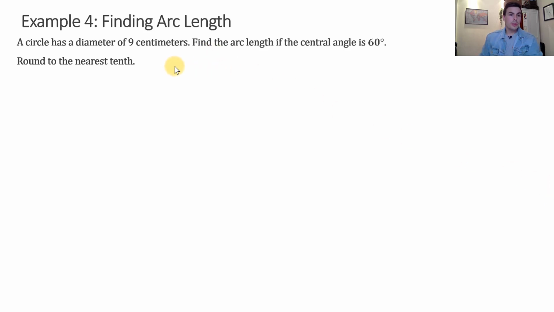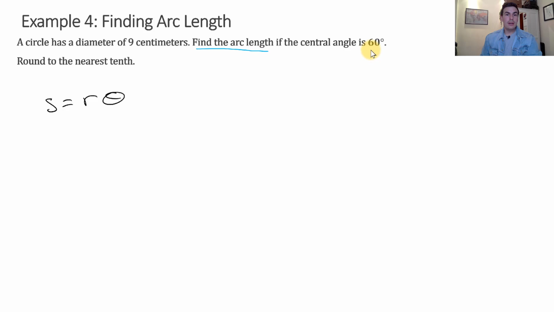Okay, we have a circle with a diameter of 9 centimeters. Find the arc length if the central angle is 60 degrees. Okay, keep in mind we're working in degrees here. Now round to the nearest tenth. Okay, our formula is S equals R theta. S is our arc length. That's what we are trying to find, the arc length, R theta.